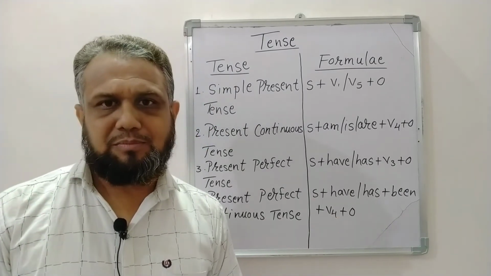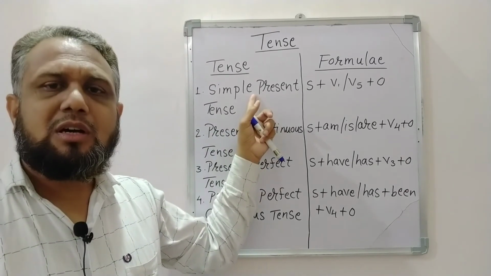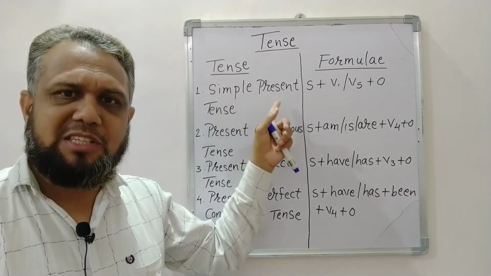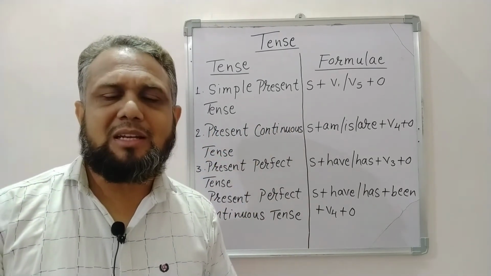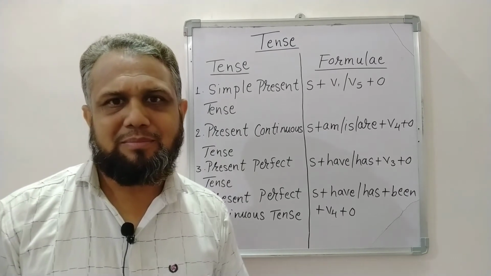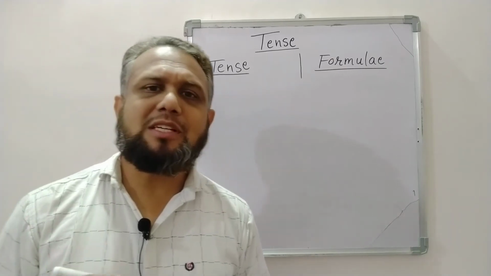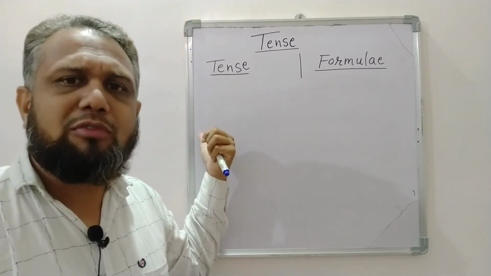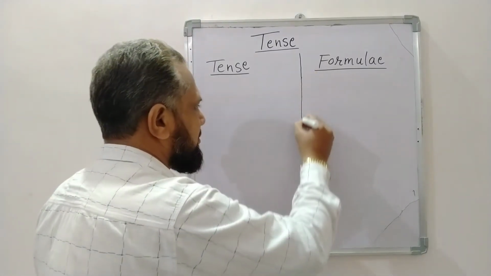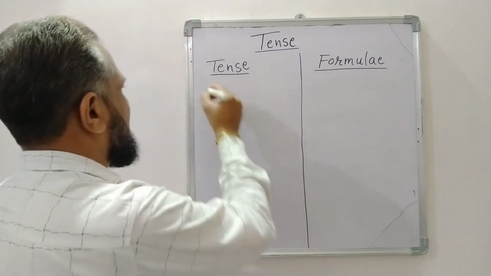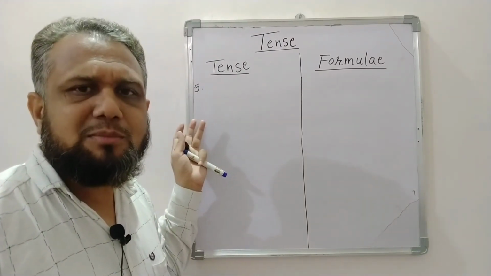So this is the formula of the four tenses of present tense: simple present tense, present continuous tense, present perfect tense, and present perfect continuous tense. Okay, now we will see the second tense, past tense. So we have to write the names of all the types of past tense and their formula. Number 5, because we have seen 4 tenses in present tense.